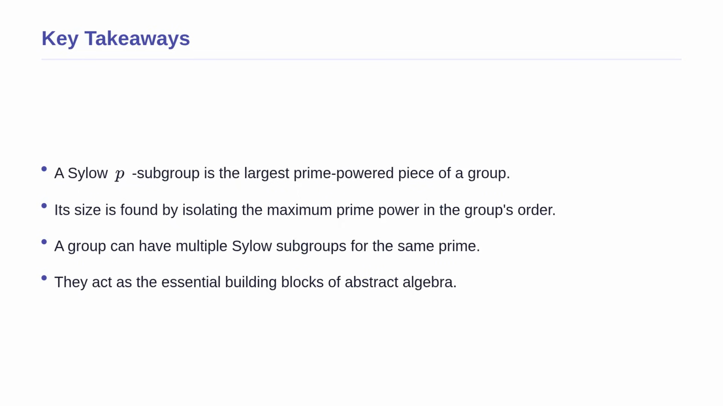We have covered a lot of ground today, so let us summarize the most important ideas. First, remember that a Sylow p-subgroup is simply the largest possible piece of a group whose size is a pure power of a specific prime number. Second, we find its exact size by factoring the total number of elements in the main group and isolating the maximum power of that prime. Third, as we saw with the symmetric group, a single group can contain multiple Sylow subgroups for the same prime, as long as they are the same size.